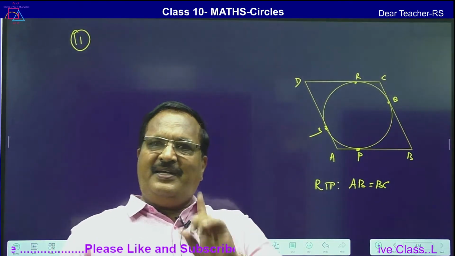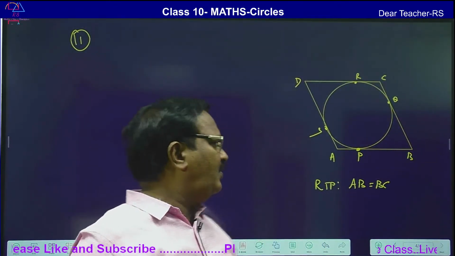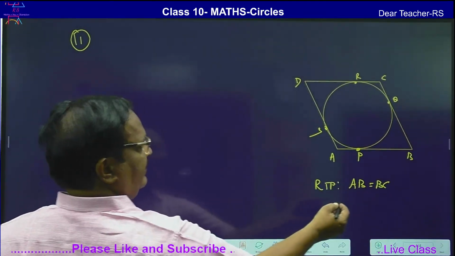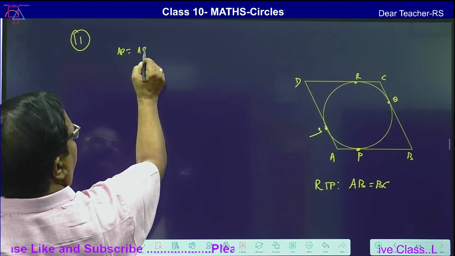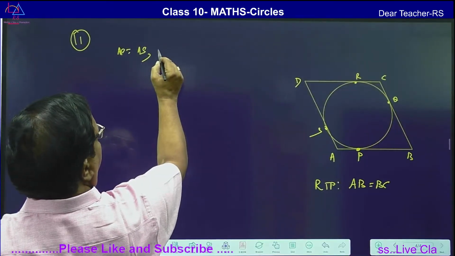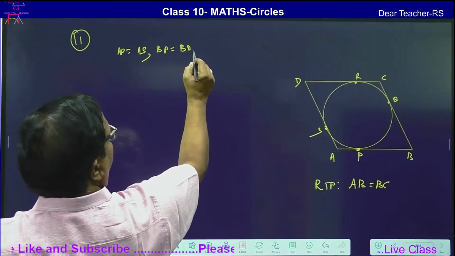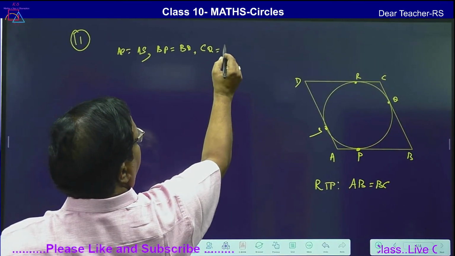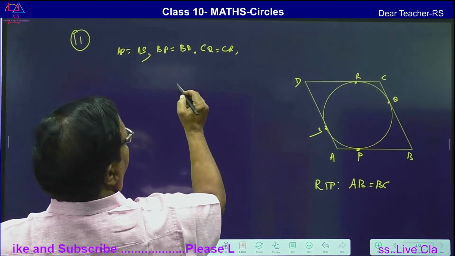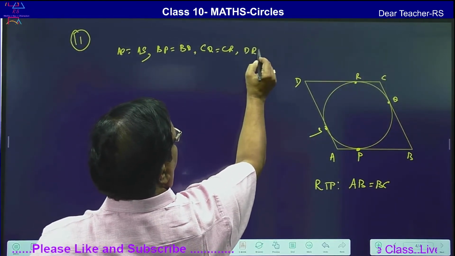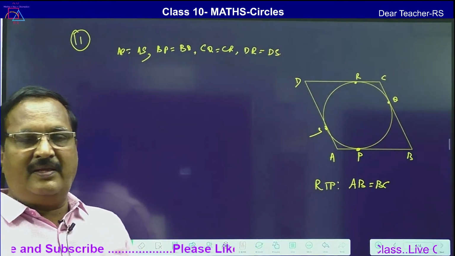So now we have only one or two concepts. From an external point the tangents are equal. So now AB is equal to BC. Now let us say AP is equal to AS, and BP is equal to BQ, and CQ is equal to CR, and DR is equal to DS. This is the thing.